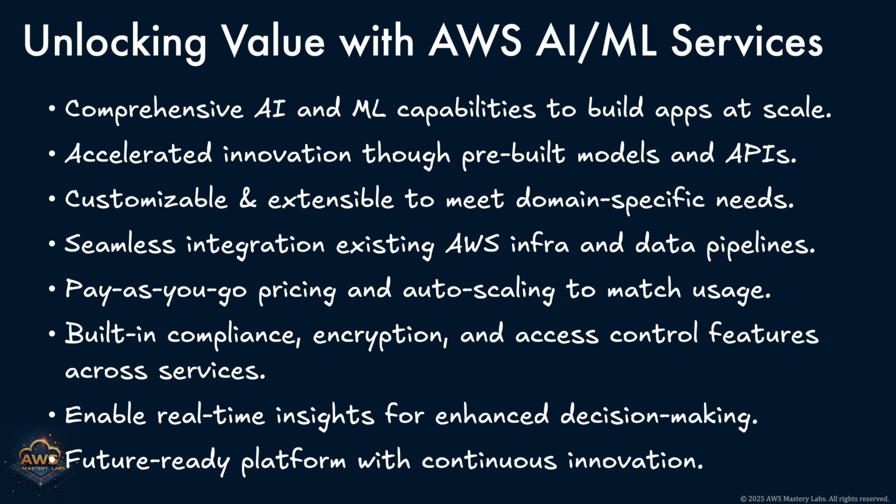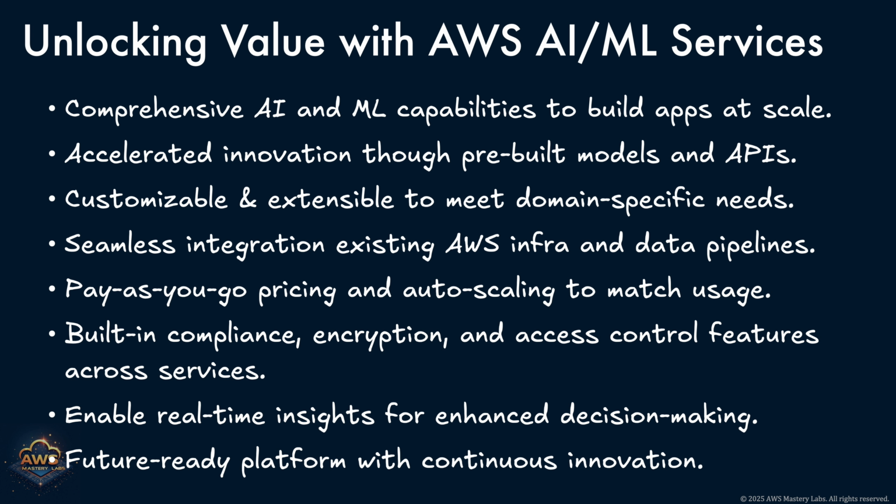As we wrap up our journey through the AWS AI and machine learning ecosystem, let's take a moment to reflect on the immense value these services bring to organizations of all sizes. AWS offers a comprehensive suite of AI and ML capabilities that empower teams to innovate faster, smarter, and at scale. From pre-trained services like Rekognition, Polly, and Translate to fully customizable platforms like SageMaker and Comprehend, AWS makes it easier than ever to embed intelligence into your applications.